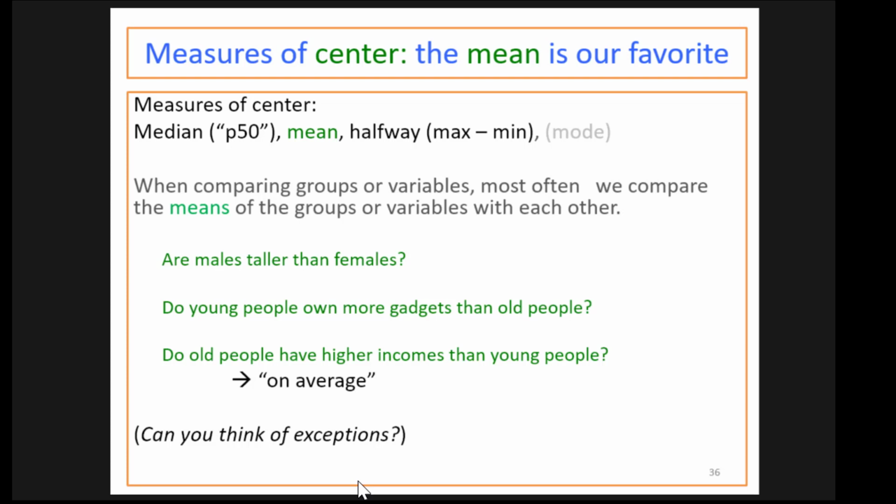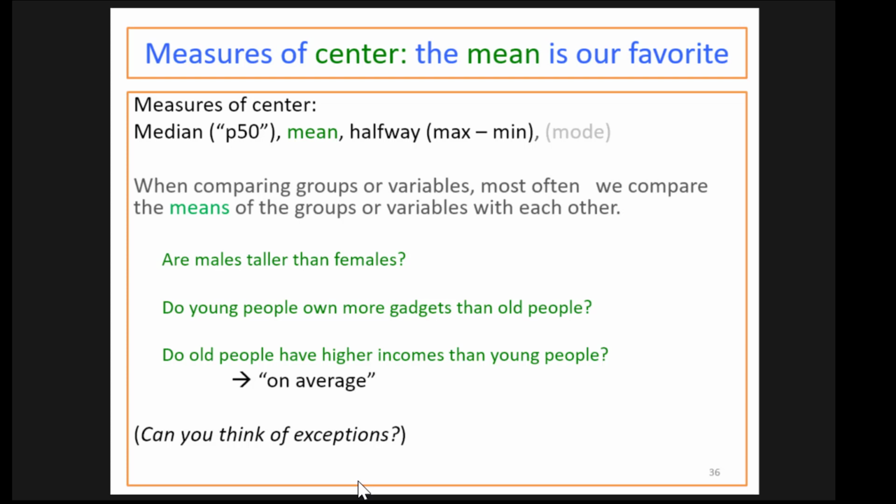Okay, so let's see. For center, I already mentioned the things that we could use here. And typically what we do is we look at the mean. So are males taller than females? If you ask that question, you're not asking are all males larger than all females, right? You're asking on average, what is the case there? Do young people own more gadgets than old people? Not do all young people own more gadgets, but you want the average.